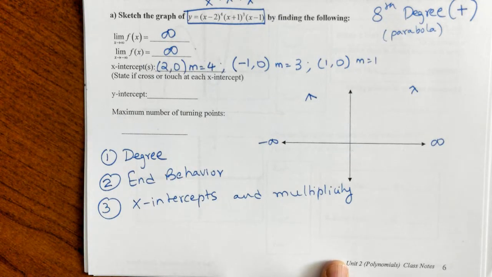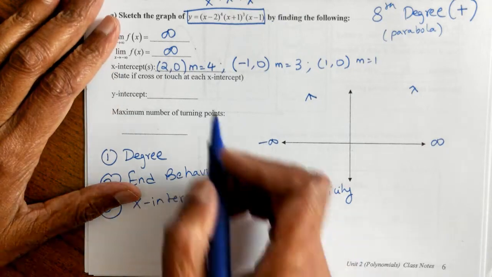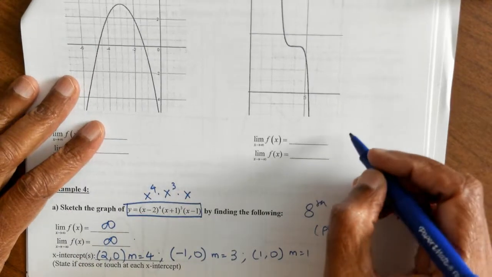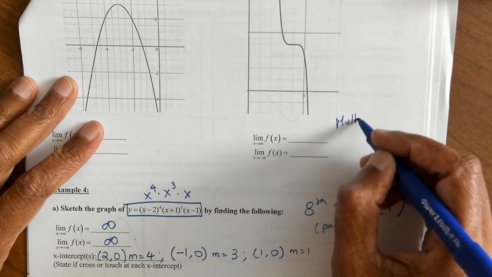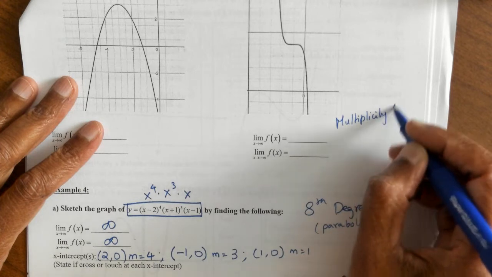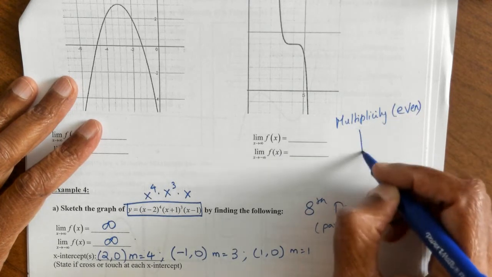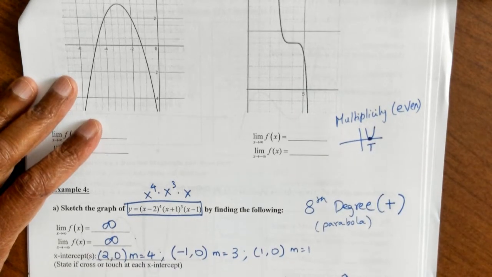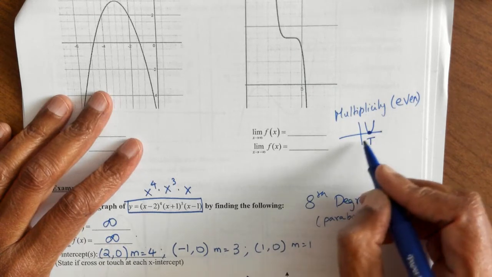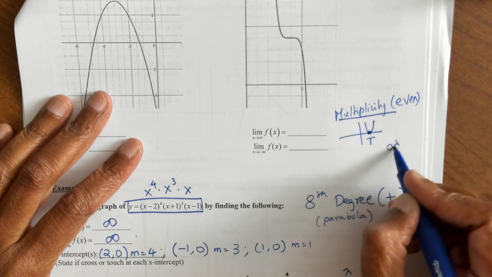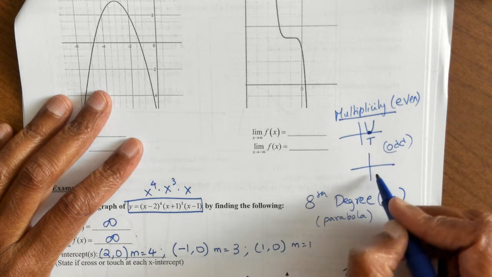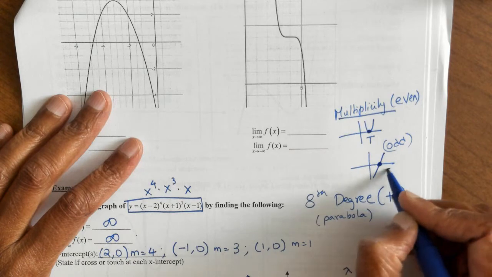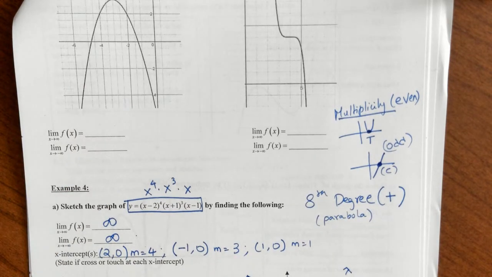What do these multiplicities tell me? Let's write this down over here. If the multiplicity is even, it behaves like a parabola, so it touches. This is called the touch. Whereas if the multiplicity is odd, like linear or cubic, they're all odd, it crosses. This is crossing. And that's what basically we need to know.